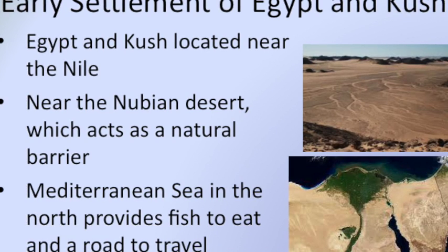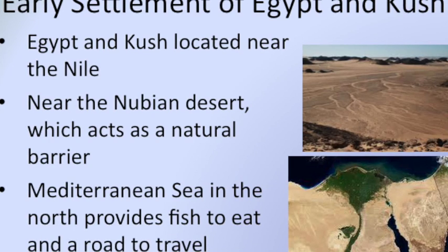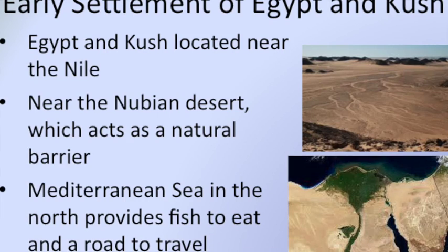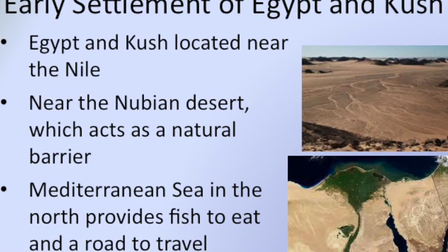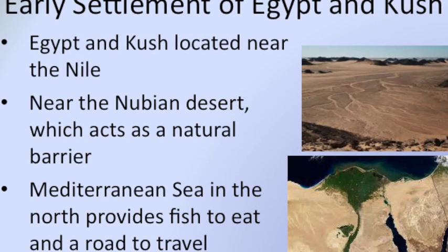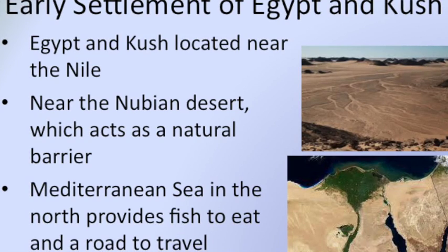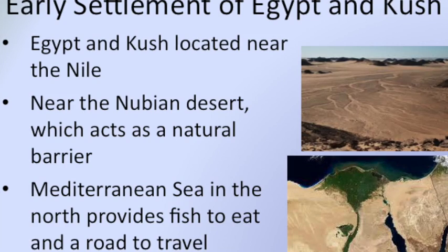These sandy deserts were extremely hot and dry. Most people avoided them, yet the deserts did play one important role in the settlement of Egypt and Cush. They formed a natural barrier that helped protect people living in the Nile River Valley. The deserts did not support large settlements, and few invaders wanted to cross them.